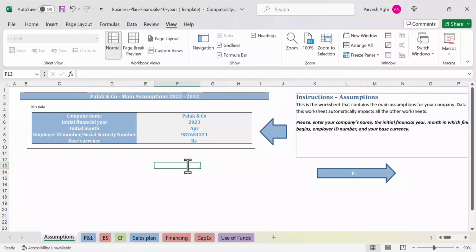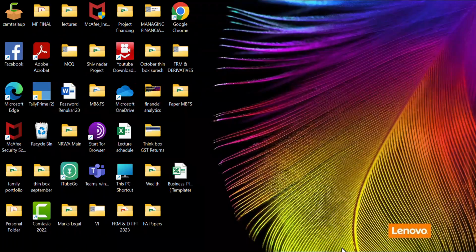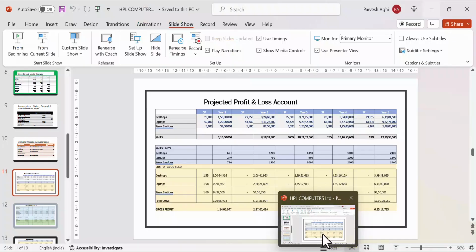So once you have done that, now you're ready to make your plan. Okay, but I'll come to that a little later. Fine. So first we'll come to a file which I have just made.